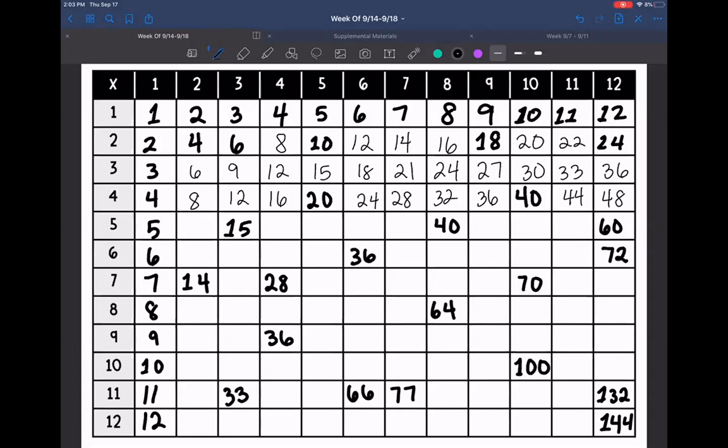Now the fives. This one's easy. 5 times 2, 10. 5 times 3, 15. 5 times 4, 20. Remember, you got to listen. 5 times 5, 25. Times 6, 30. Times 7, 35. Times 9, 45. You got to listen to what I'm saying. Times 10, 50. Times 11, 55.